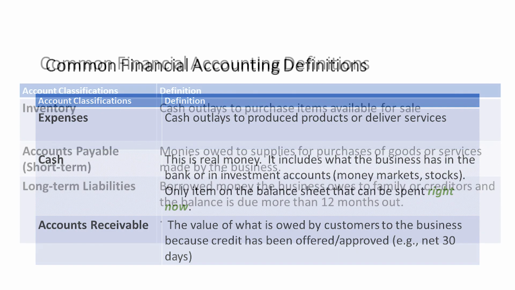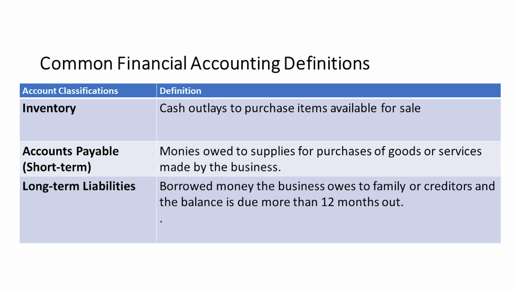Inventory, accounts payable, long-term liabilities. Inventory, once again, we find this with retailers, not with service companies. I have to have something for the buyers to buy. We call it items available for sale. So inventory represents the cost of the items I purchased to make them available for sale to you, the buyer.